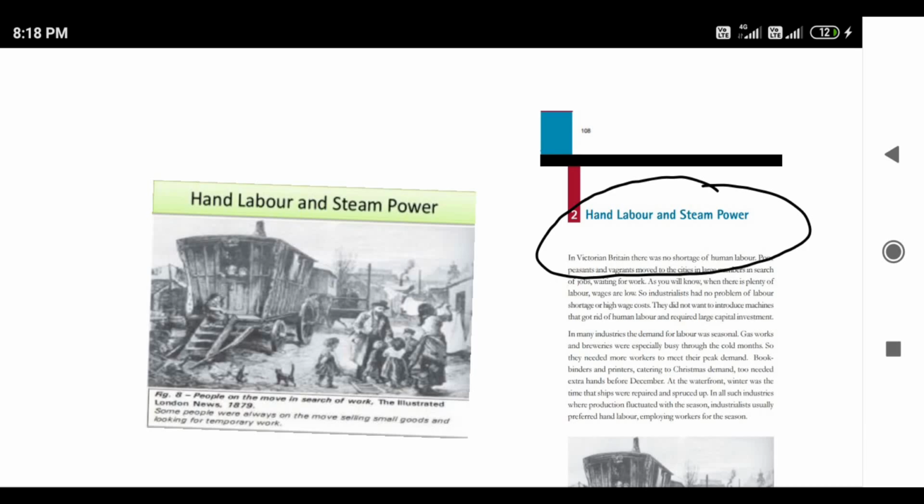First, let me make you clear the meaning of hand labor and steam power. Hand labor simply means work done with hands. It's manual labor distinct from machine work. And steam power is power that is applied to an engine by the force of steam. We call this as steam power. In this topic, there is a comparison between hand labor and steam power.